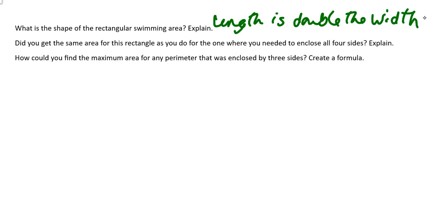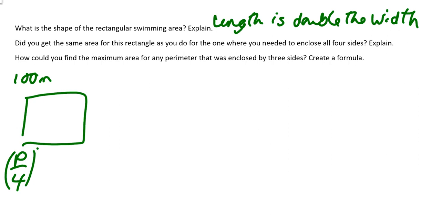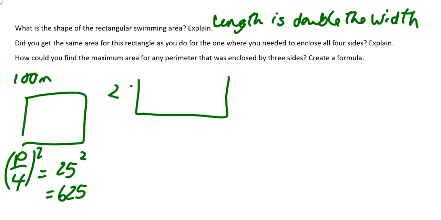So would this be the same as if you had all 4 sides? The answer is no. If you had 100 meters and you had all 4 sides, remember that would be perimeter divided by 4 squared, or 25 squared, and you would get 625. That's going to be different. However, that number 25 is still used, right? In this particular one, 25 is still there. So we still do perimeter divided by 4, and this has to be double that.